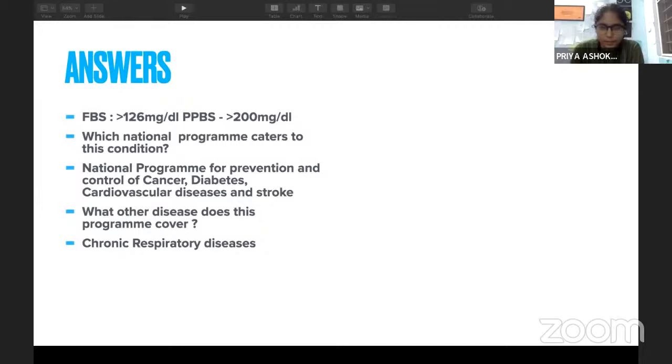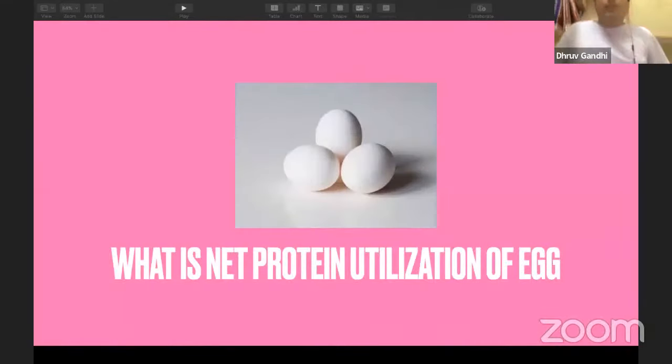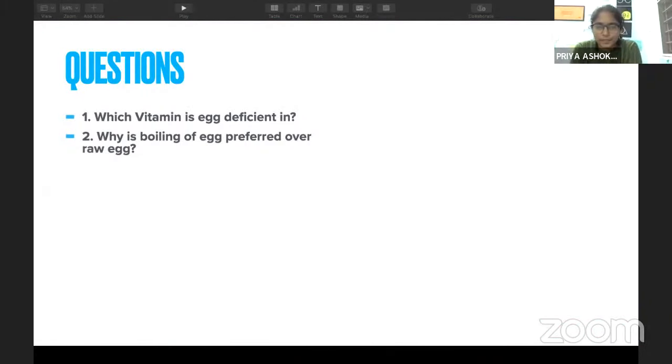Okay, so I'll move on to the next one. Ruby, ready? Yes. Okay. So what is the net protein utilization of egg? NPU for egg? It's 1 or 100%. Correct. Right. So you get the questions. Which vitamin is egg deficient in? Deficient in biotin. You sure?